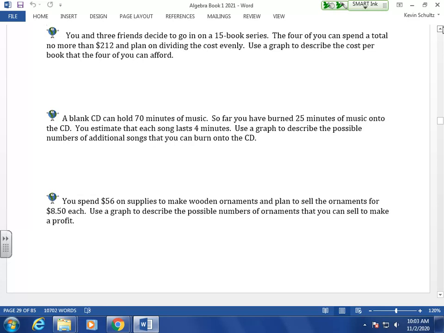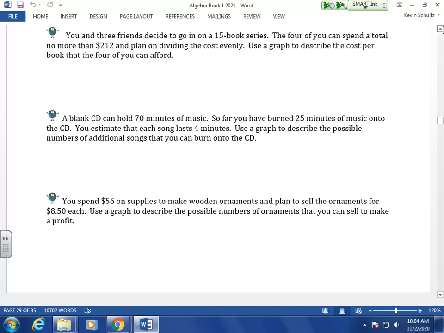Who wants to explain how they tackled this? Anybody feeling confident? Delvin. Who are you? Delvin. Cook.